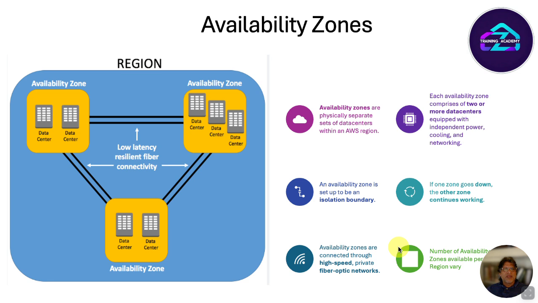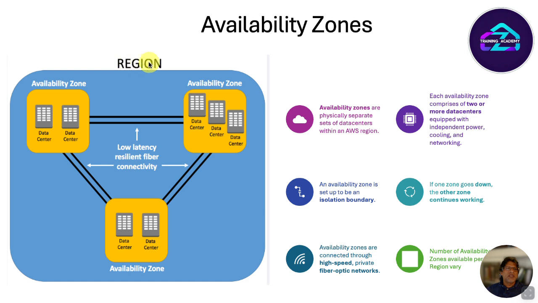Now let's try and understand the word availability zones, because AWS has availability zones all over the world. They have regions. Each region has availability zones. So what do we imply by the word availability zone? Availability zones basically are physically separate sets of data centers within an AWS region.